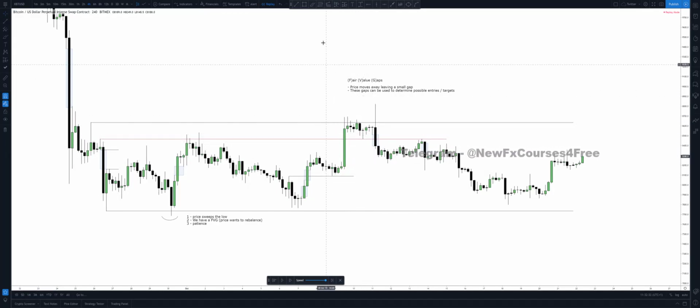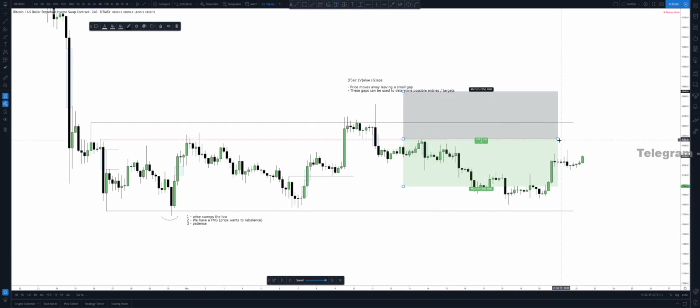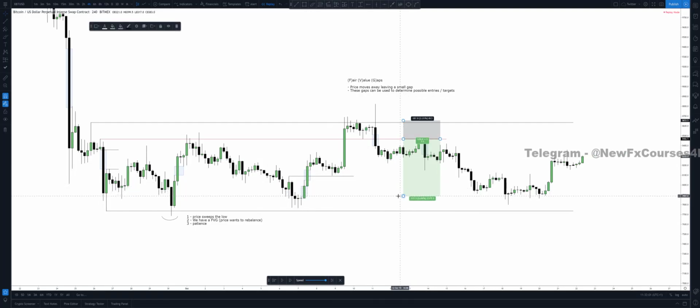So what we can do right here is enter a short. We can enter a short right here, and our stop can go above this high because price already raided this high and this high into the fair value gap. So price has no reason to go back above here. And what do we target? Well, we target the lower fair value gap like this. So this is a short trade you can take.